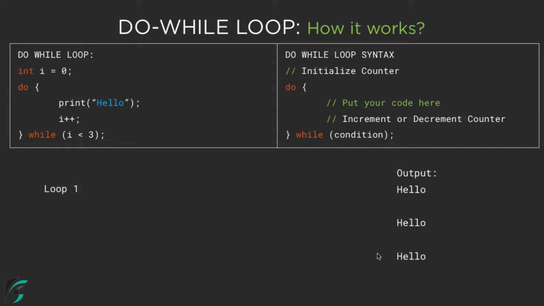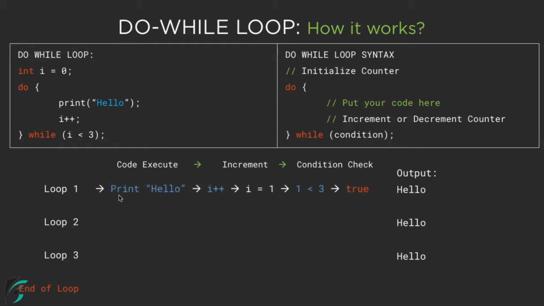Now there are 3 times hello in the output console, so definitely on the left we will have at least 3 times loop. So what is the flow of control? For that I have first code execution and then increment the counter variable and finally check the condition. So when loop 1 starts, we first straight away print out hello in the output console because the first thing that is being executed is the code itself, here print hello, and then we increment the counter here, i++, which makes our i equal to 1.